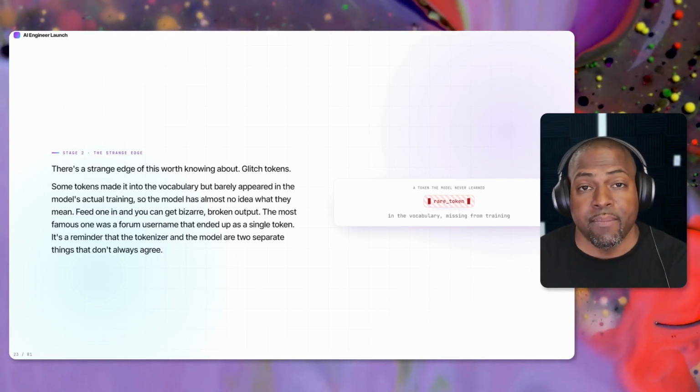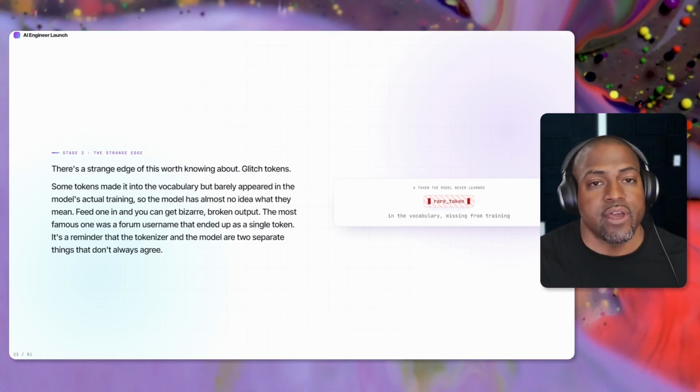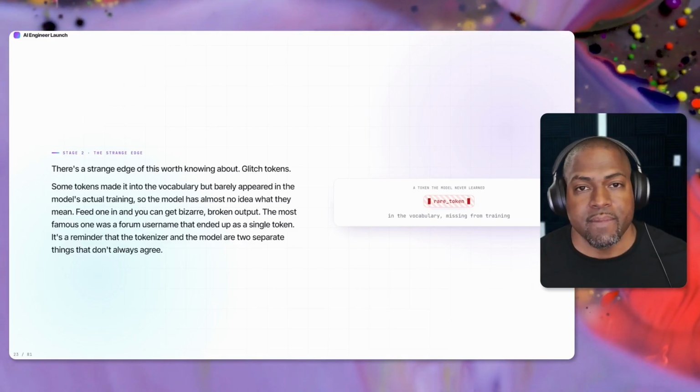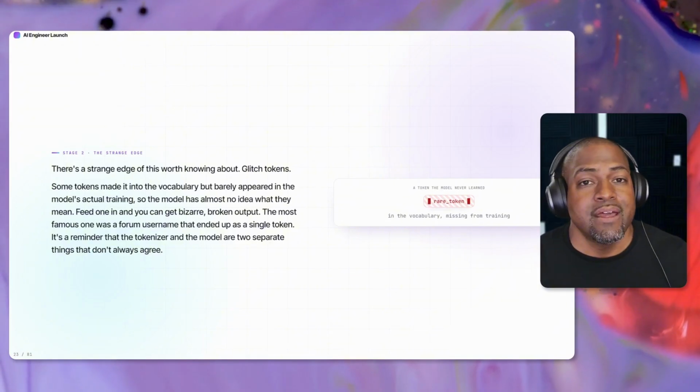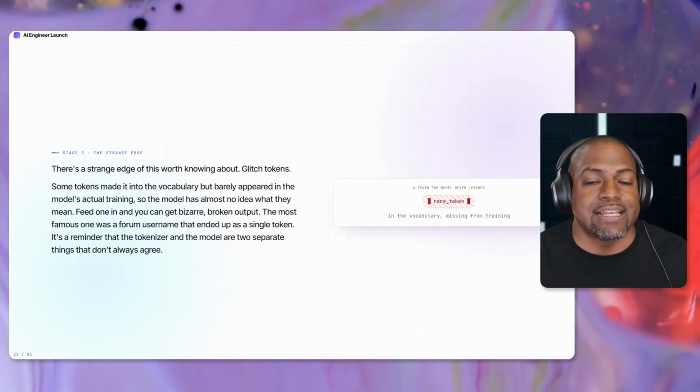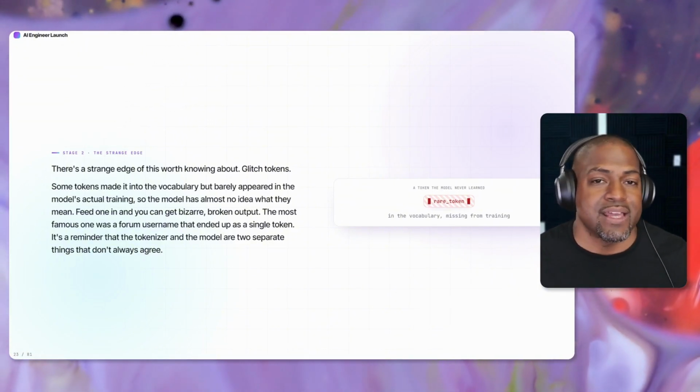Some tokens exist in the vocabulary but barely appear in the model's actual training. The model has almost no idea what they mean. Feed one in and you get bizarre broken output. The most famous one was a forum user that ended up as a single token. The tokenizer and the model are two separate things that don't always agree.